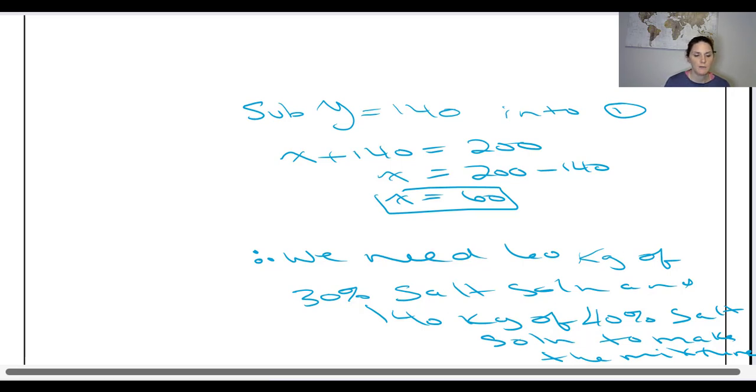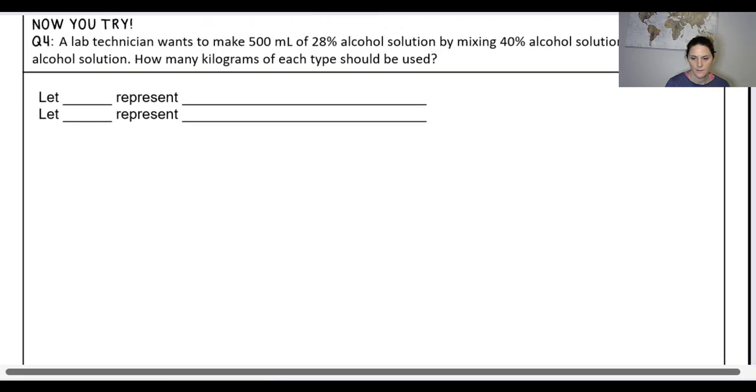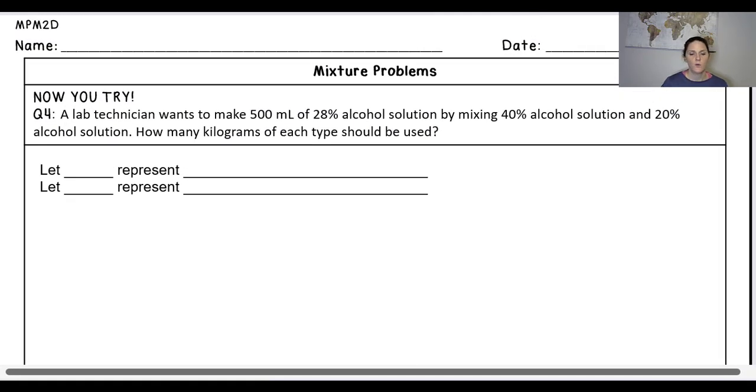Okay, we have one more example for you to try. All right, question number 4. A lab technician wants to make 500 milliliters of 28% alcohol solution by mixing 40% alcohol solution and 20% alcohol solution. How many kilograms of each type should be used? Go ahead, define your two variables, set up your two equations, and eliminate. All right, you should get x is equal to 200 and y is equal to 300.